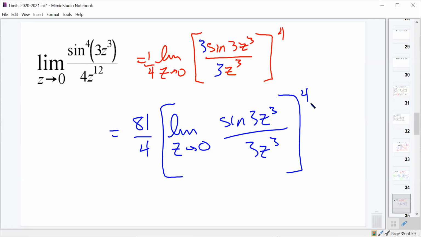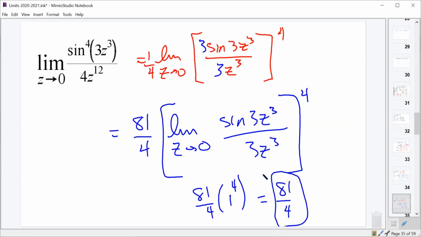So now's the point where we've got the argument of my sine is 3z cubed, the denominator is 3z cubed, and z is approaching 0. If we wanted to write out a substitution to show that this is equal to 1, we could. But since the argument and the denominator are the same, we know it's going to be 1. We don't need to worry about that. We're going to call this 81/4 times 1 to the 4th power, or just 81/4.